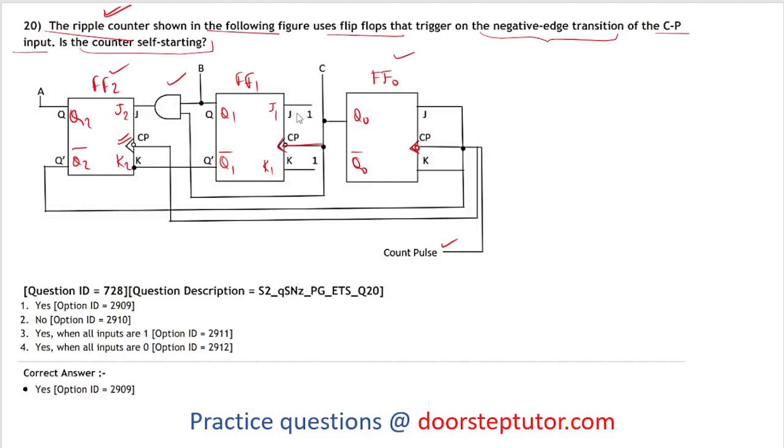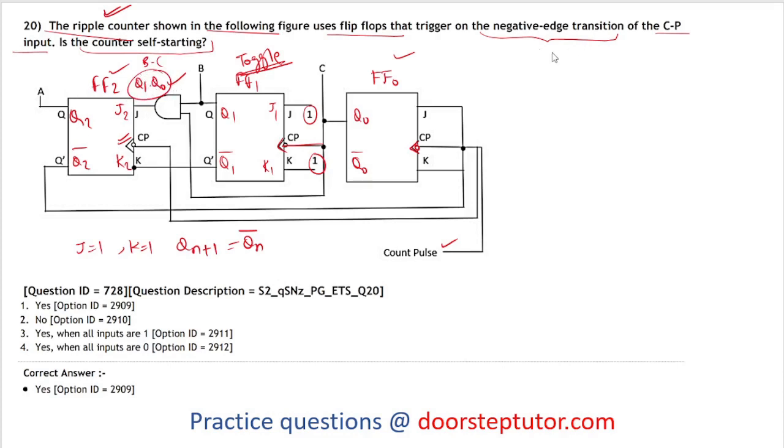Now here we have inputs as 1 and 1. So whenever we have a condition when J equals 1 and K also equals 1, we know output Qn plus 1 will be Qn bar. That is, it will be in toggle mode. So this flip-flop is working in toggle mode. So for every negative edge transition, it will change its status. Now the output of this AND gate will be Q1 into Q0, or we can say B dot C. So we will talk in terms of Q1 and Q0 only.